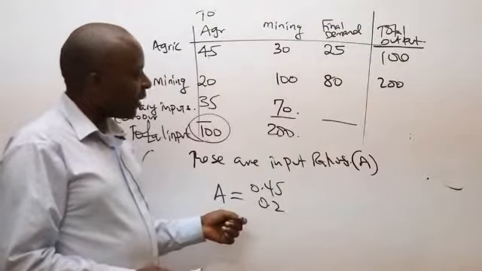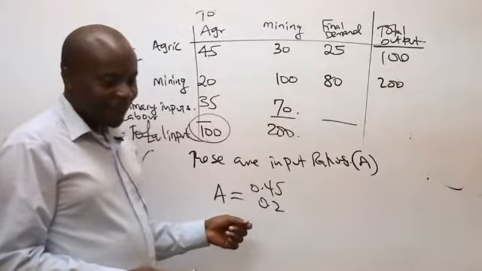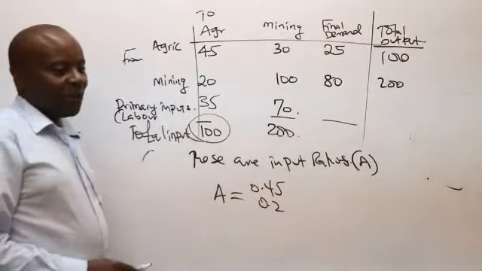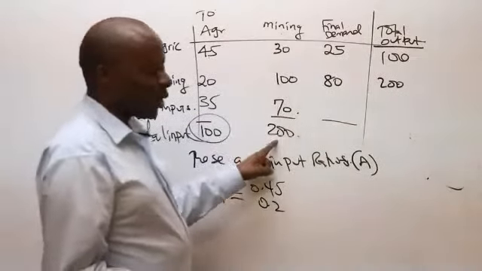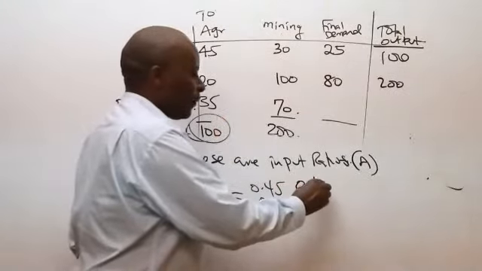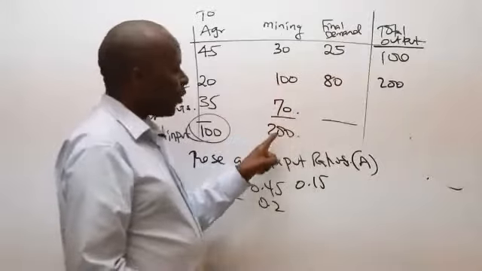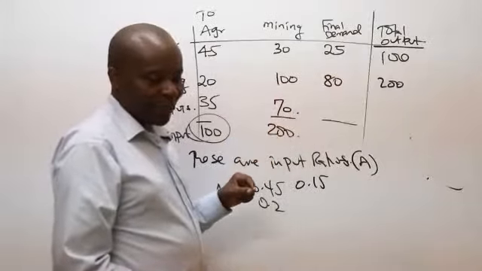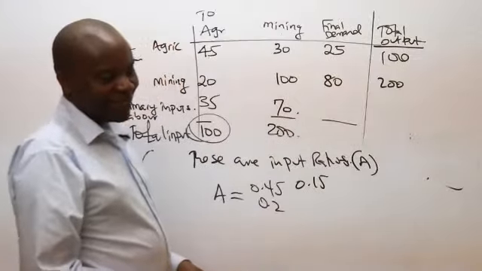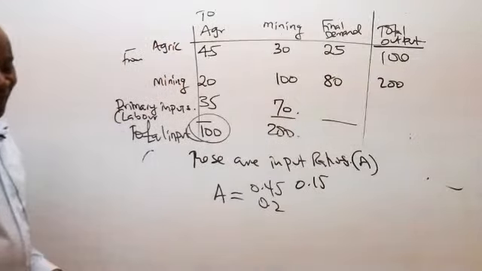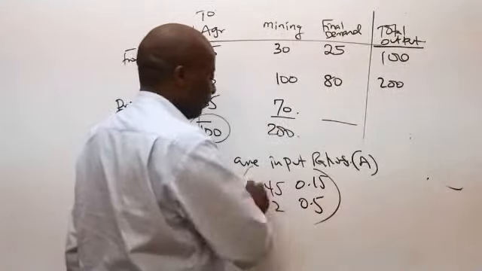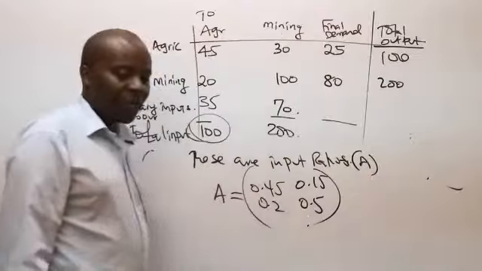Caro is still saying 0.3 and 0.1. No. It will be 30 over total input, which is 300, so it should be 0.15. And then now we have 100 divided by 200. 100 divided by 200 is not 0.1. What does it become here, somebody? It becomes 0.5.